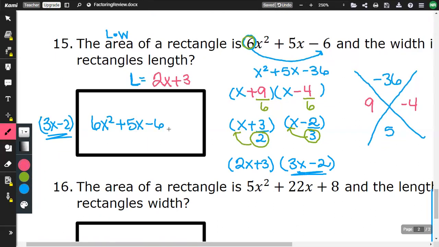See it? Still the same type of problem. They just put it in a real world situation type thing. Okay. All right, you guys try the rest of those.